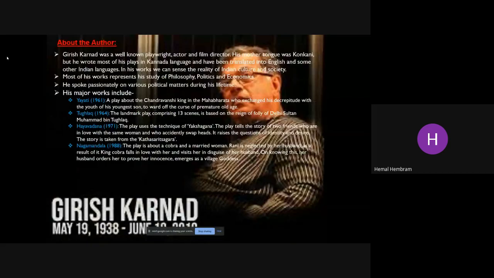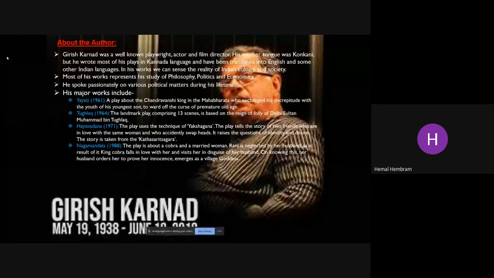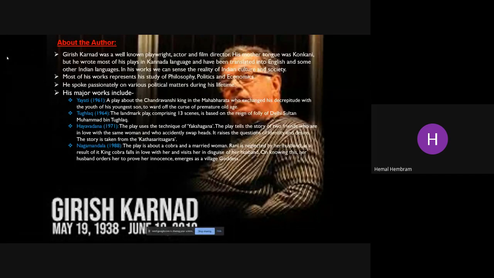Girish Karnad was a well-known playwright, actor, and film director. His mother tongue was Konkani, but he wrote most of his plays in the Kannada language, and they have been translated into English and some other Indian languages. In his works, we can sense the reality of Indian culture and society. Most of his works represent his study of philosophy, politics, and economics. He spoke passionately on various political matters during his lifetime. His major works include Yayati, Tughlaq, Hayavadana, and Nagamandala.